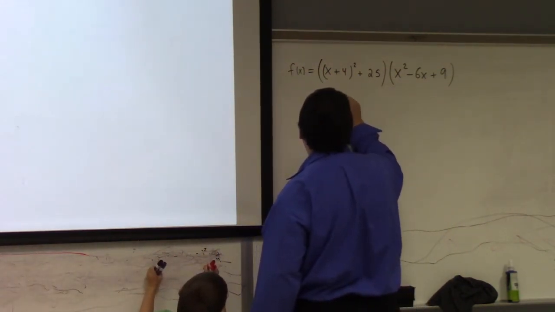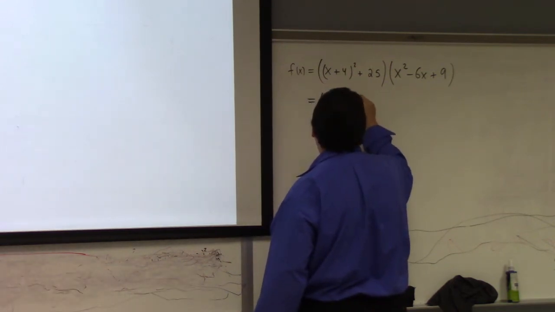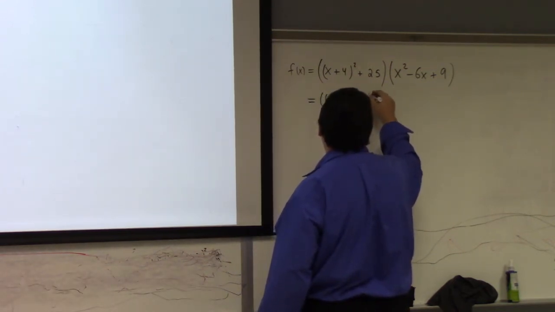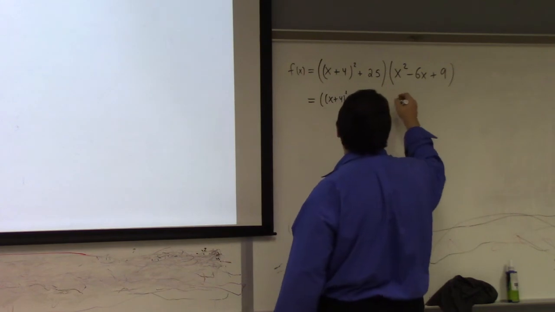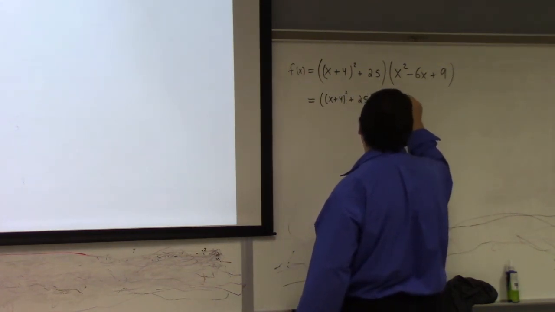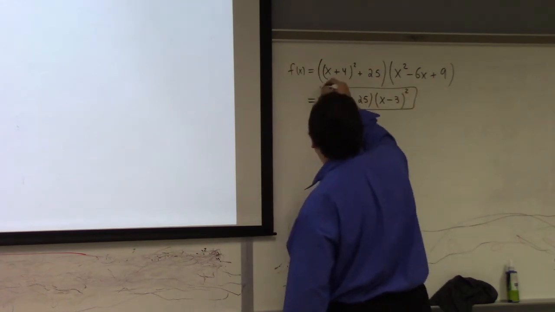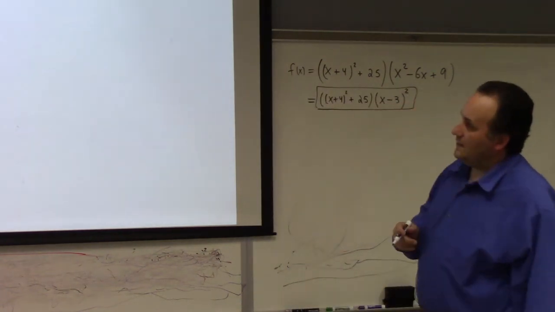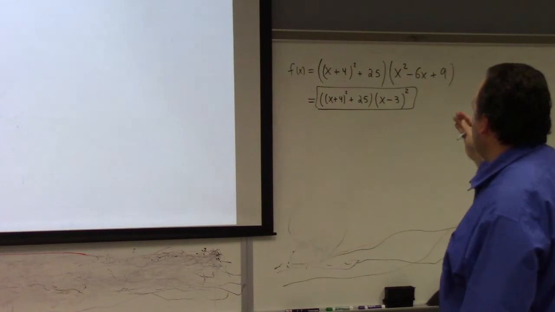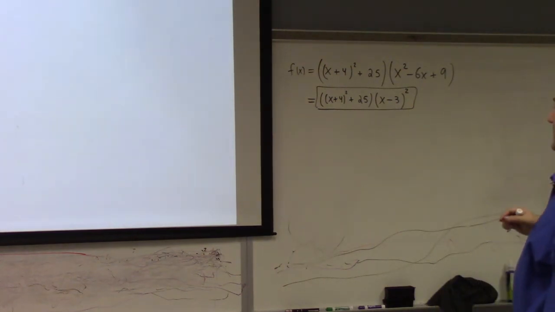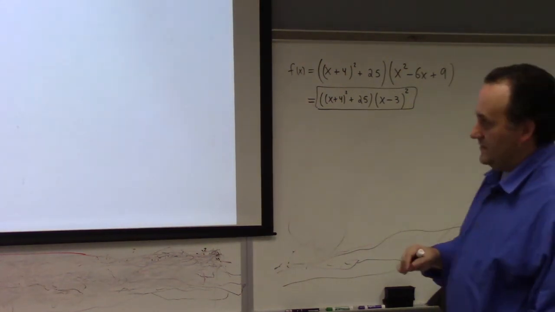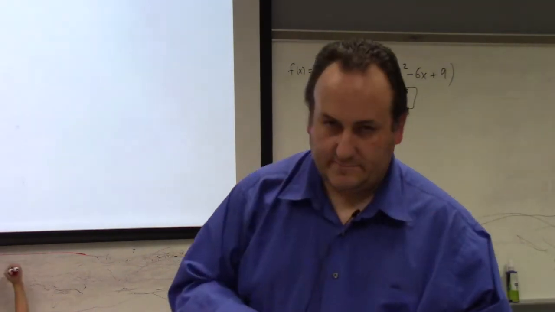So of course this is x plus 4 squared, plus 25. And x squared minus 6x plus 9, x minus 3 squared, is how this factors. So there you go, that's the answer to example 9. We can factor the given polynomial like that. That's completely factored.